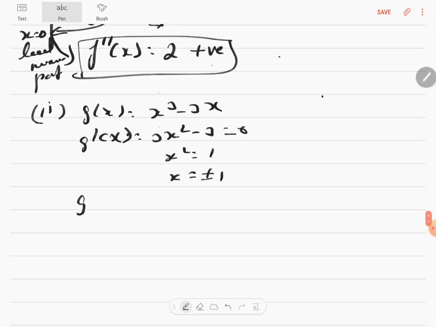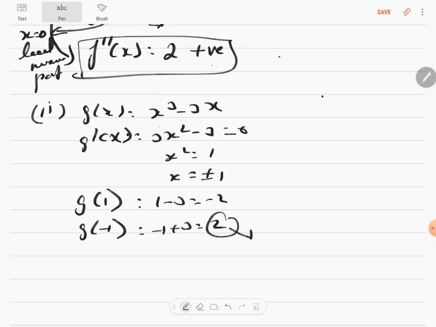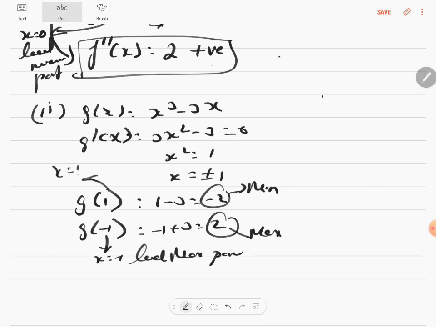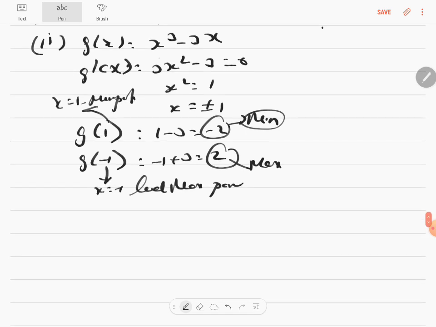So you can substitute in the function g of 1 and g of minus 1. If you substitute 1, 1 minus 3 is minus 2. If you substitute minus 1, it's minus 1 plus 3, the answer is 2. So this is your maxima obviously, and this is your minima. x is equal to minus 1 is your local maximum point, and x is equal to 1 is your local minimum point, which gives you a minima. So I hope you understood. Let's go to the third question.